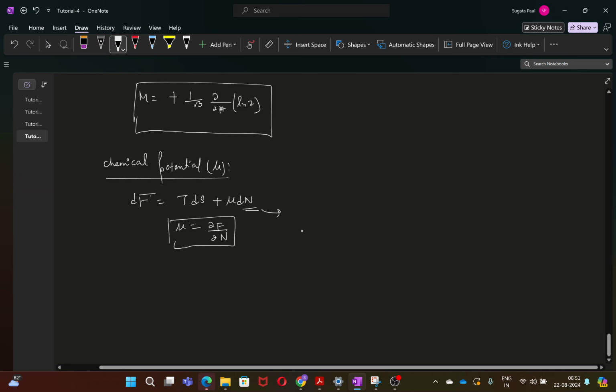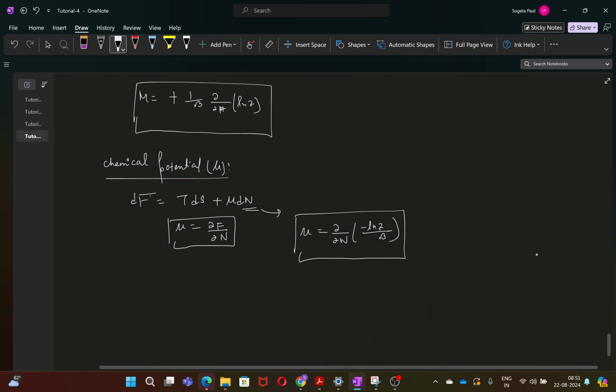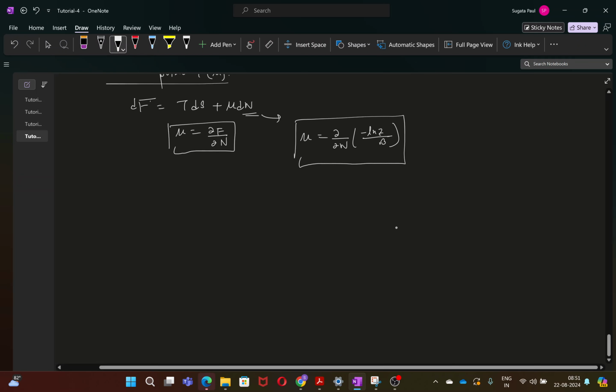Also, because you know the expression of F, this is del N of minus ln Z by beta. So this is how your chemical potential is also related to the partition function Z. And similarly, there can be many other possible terms that are relatable for this quantity.